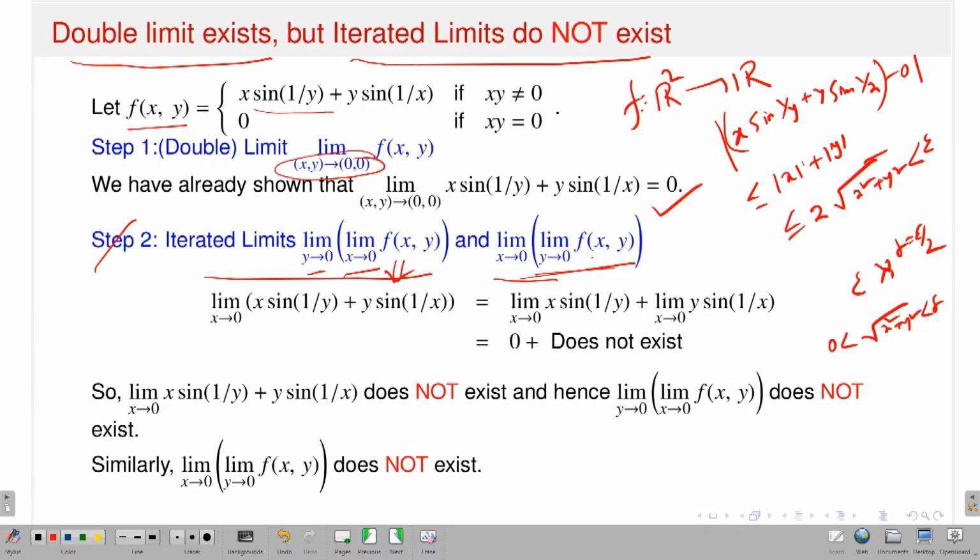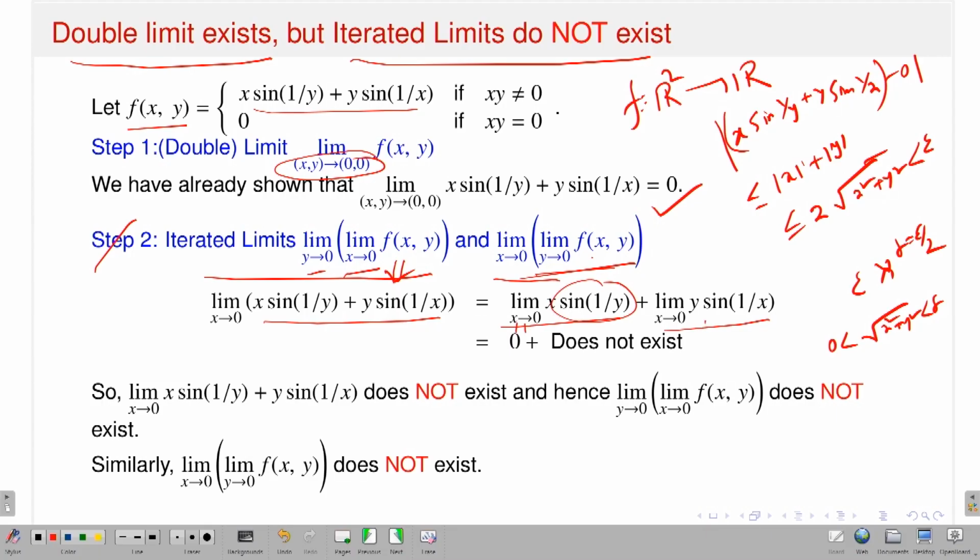What is f of xy? This is my f of xy: x sine 1 by y plus y sine 1 by x. So therefore I can distribute the limit. So that means limit x approaches 0 of the first term plus limit x approaches 0 of the second term. But the first limit is equal to 0, that we know because this is a bounded function, not an issue, and x approaches 0.